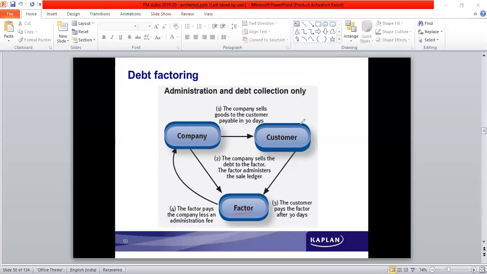What if bad debts arise? Who will have to bear that? There are types of factoring: factoring with recourse and without recourse. If it is with recourse, the responsibility will have to be borne by the company.